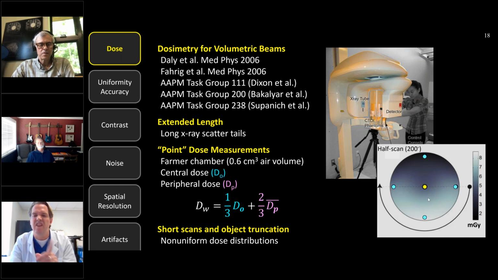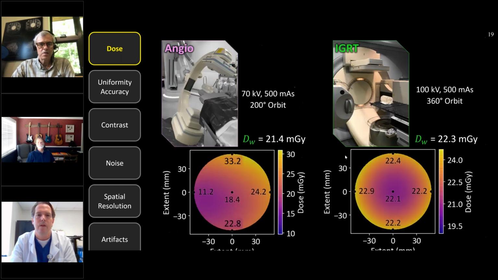Many systems actually deliver this. Multi-detector CT tends to be circularly symmetric, but this is part of the reason that cone beam dosimetry requires something new. Here's 2 examples of that. Here's an angio cone beam CT system. Here's a radiotherapy system. This one, if you're seeing my mouse, I hope, does a half scan. This one does a 360-degree spin. And so you see how that dose distribution is quite different between the 2, even though the weighted dose combination is about the same. The dose absorbed by the patient is quite different in those 2 scans.